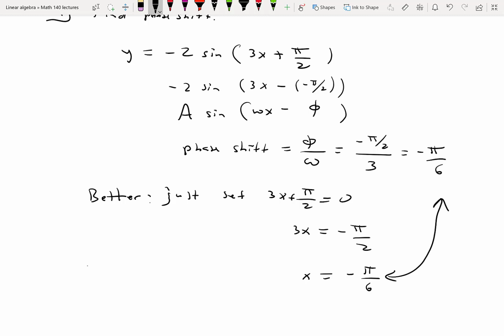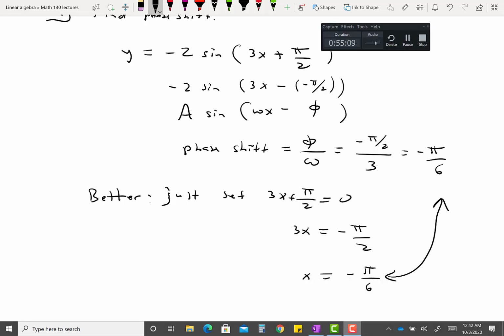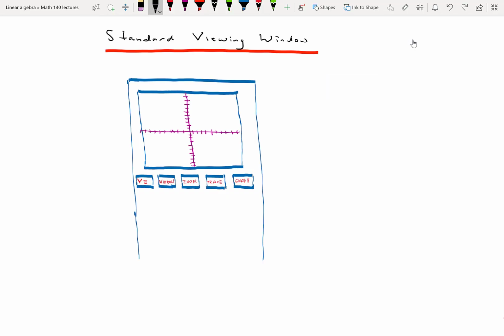If you like the formula, use the formula. If you want to just set the angle equal to 0 and solve, I think that's the best thing, but I'll leave that up to you. Okay. Let's finish up with a little bit about the graphing calculator. So let's finish up with a little bit of work with our graphing calculator.